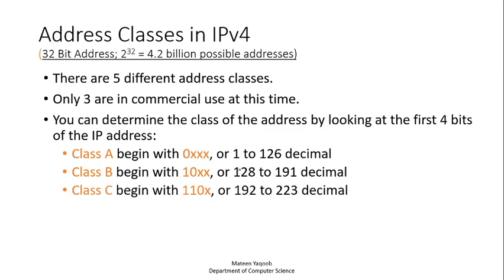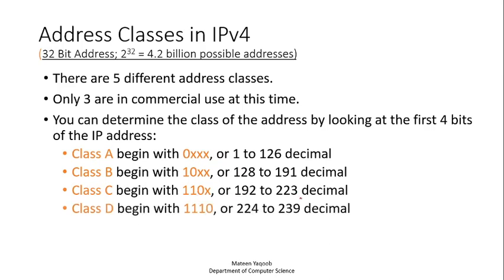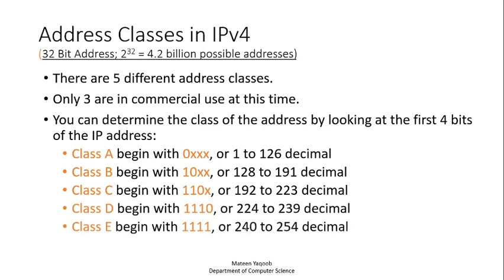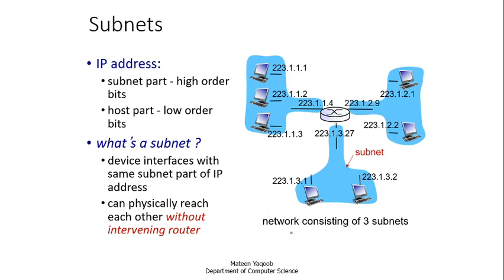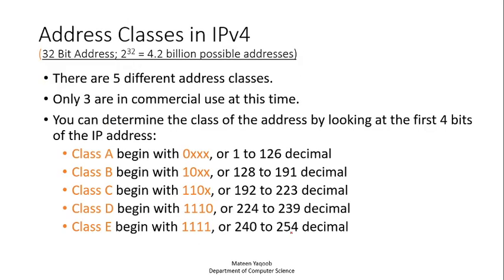क्लास सी जो है उसका स्टार्टिंग जो बाइनरी एड्रेस होगा वो 110 होगा, या 192 से लेके 223 तक डेसिमल के अंदर. क्लास डी जो है वो 1110 बाइनरी के अंदर, या 224 से लेके 239 तक. और क्लास ई में चारों आपके पास 1 होते हैं जो कि स्टार्ट होगी 240 से लेके 254 तक. अच्छा, ये आपको क्लासेस बताती हैं कि नेटवर्क डिवाइसेस कितनी हो सकती हैं और होस्ट एड्रेस कितने हो सकते हैं.